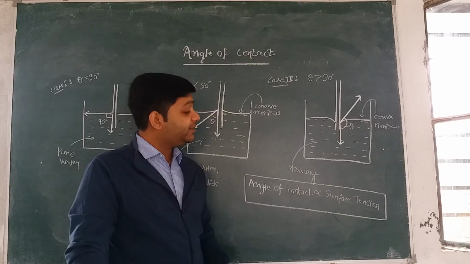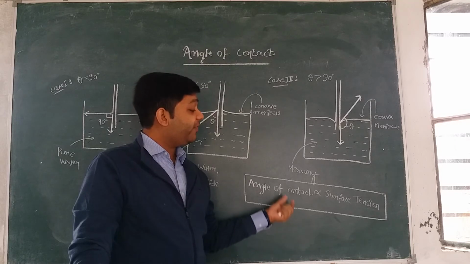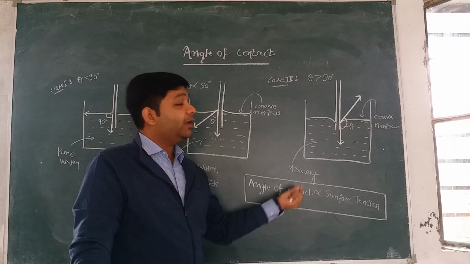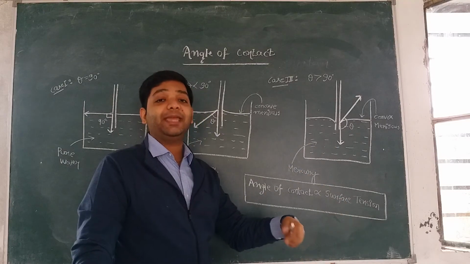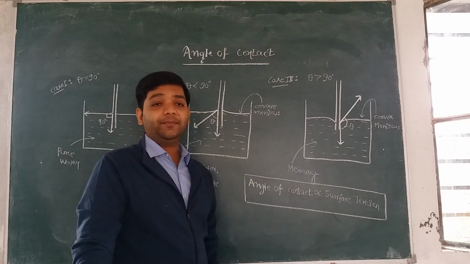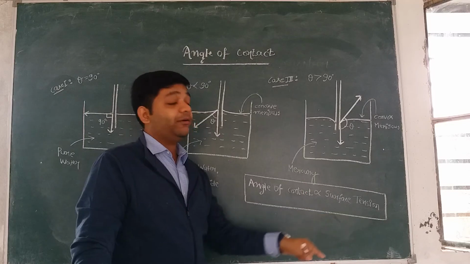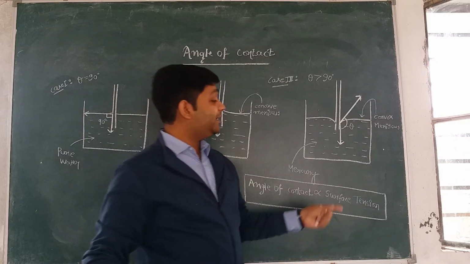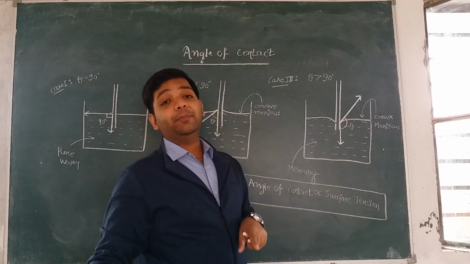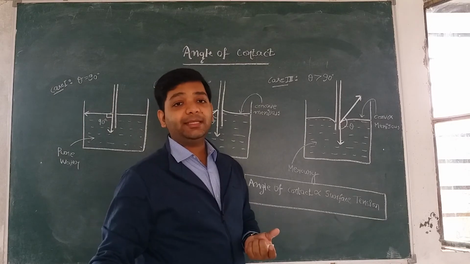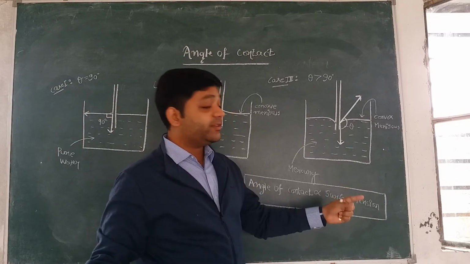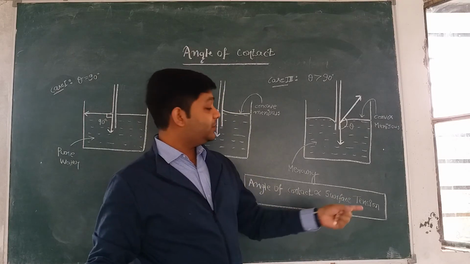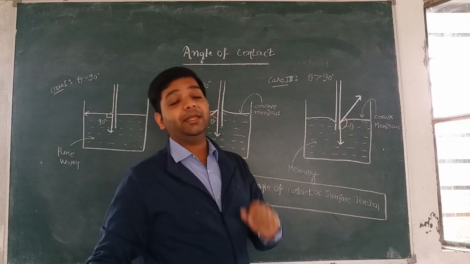Now, what will be the effect on the angle of contact if we mix a completely soluble substance like NaCl into the liquid? I have already discussed in the previous lectures that when we dissolve a completely soluble substance like NaCl in water or any liquid, the value of surface tension increases, so the angle of contact also increases.